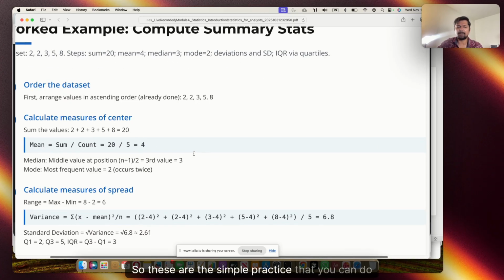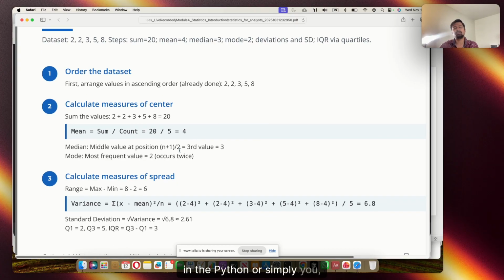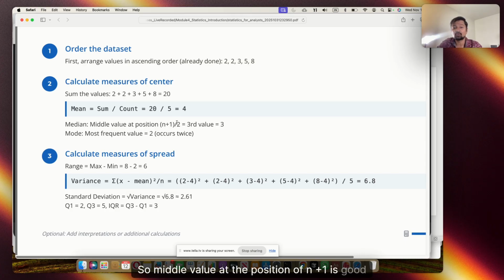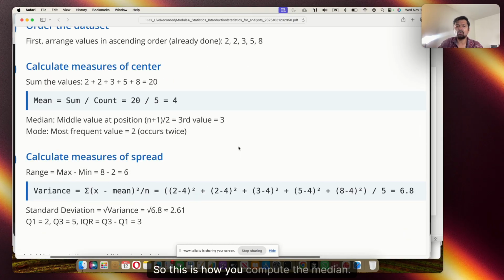These are simple practices that you can do in Python, or simply do very regularly. If I ask you what the median of this data is, it is the middle value at the position (n plus 1) divided by 2. The total n is 5. 5 plus 1 divided by 2 is 3, so the third value is the median. What is the third value? 1, 2, and 3, so 3 is the median in this case. This is how you compute the median.